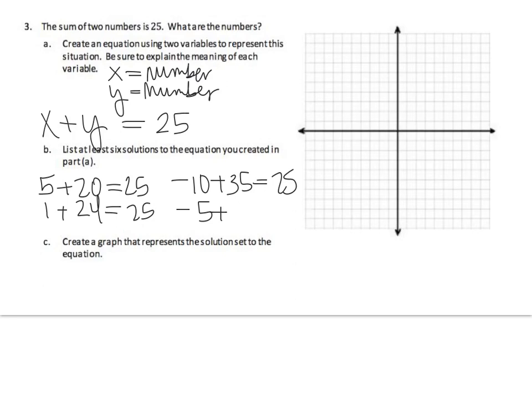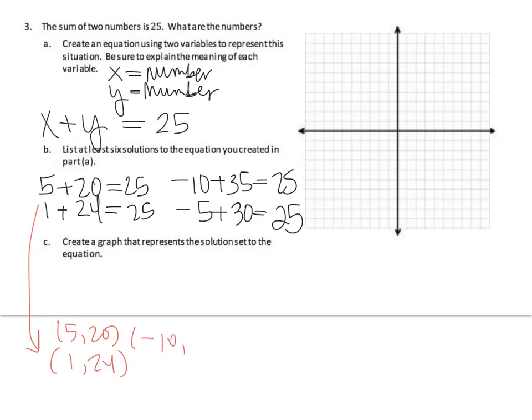Negative 5 plus 30 is 25, etc. And here my ordered pairs are going to be (5, 20), (1, 24), (-10, 35), (-5, 30), (4, 21), (-3, 28). I don't know why that was hard. Lots of options, right? Now create a graph that represents your ordered pairs.